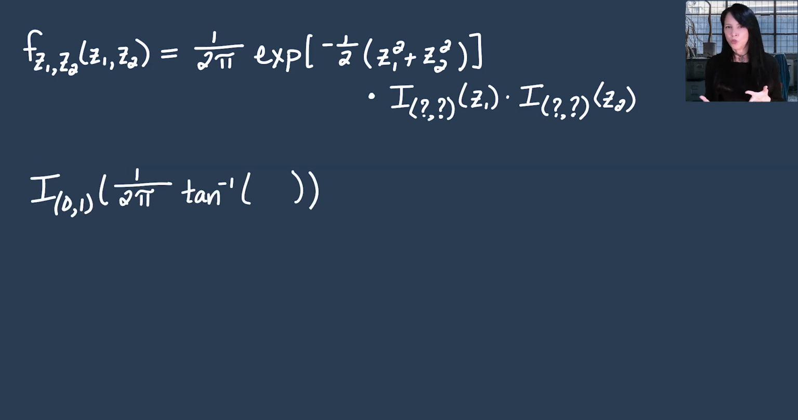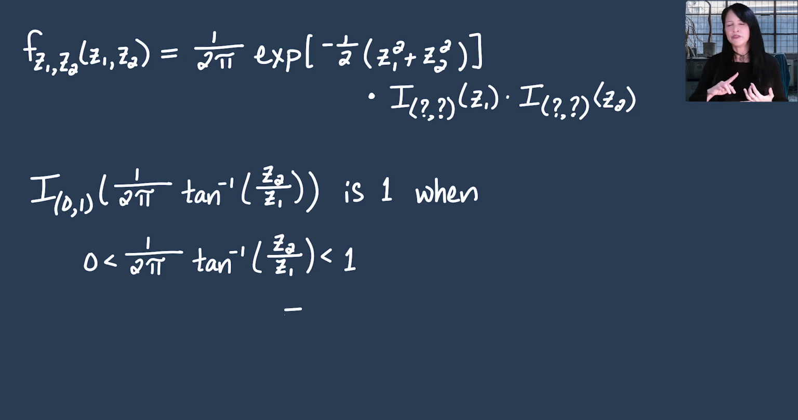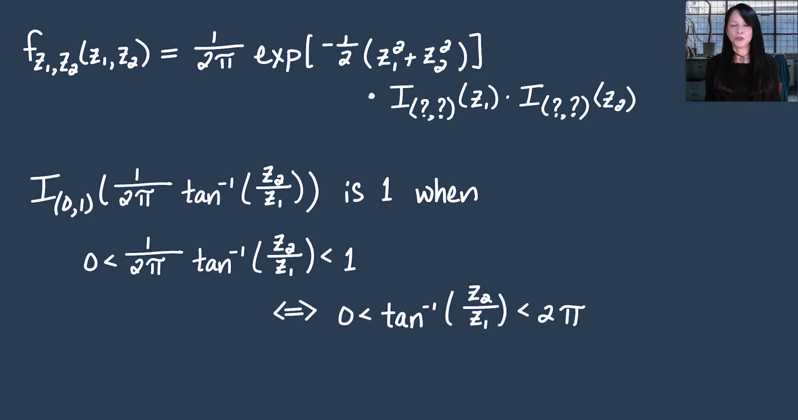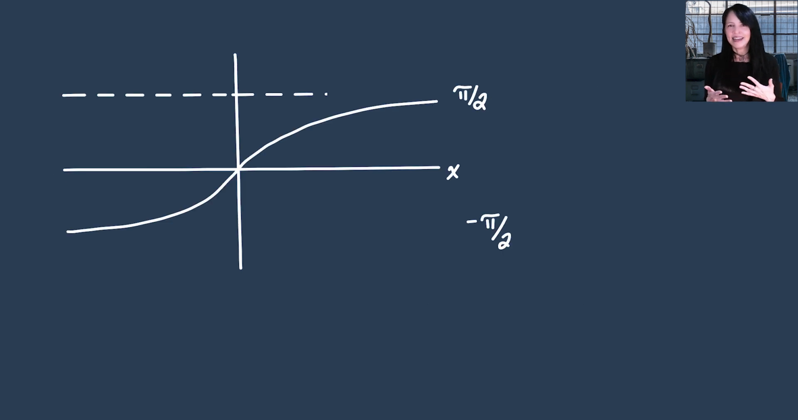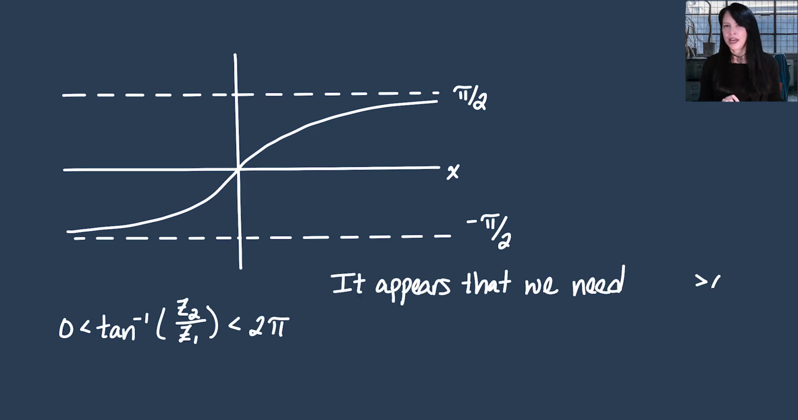The other one, as I've said several times now, is a little messier. This indicator is 1 when this expression is between 0 and 1. And we want to figure out what that means for Z1 and Z2. So it means that the inverse tangent of Z2 over Z1 is between 0 and 2 pi. And if you look at inverse tangent, it looks like this. And it kind of appears that we need our Z1 over Z2 because I'm looking at inverse tangent of x. And the only place it is positive is when x is positive. So it kind of appears that we need this to be greater than 0 in order for this to happen.